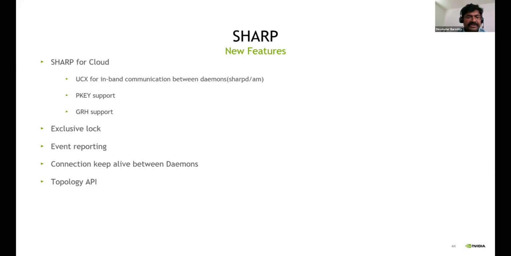And better event reporting integration with our fabric management tools, UFM, to report what type of events happened in SHARP, like if there are any errors or any link loss. All those events are reported for monitoring. We also improved the connection keep alive between the daemons to reuse the connections. And also the topology API. SHARP knows the whole fabric topology because it needs to build the trees, right? So we extended the SHARP API to give this topology to the user in case you want to use this for any further optimizations.